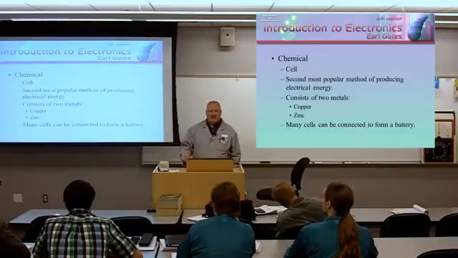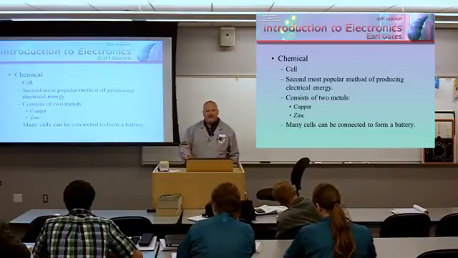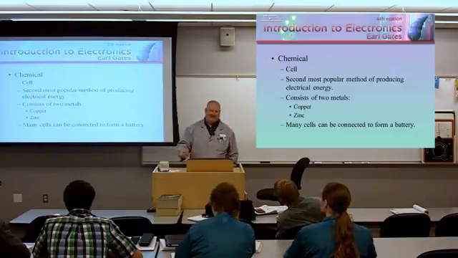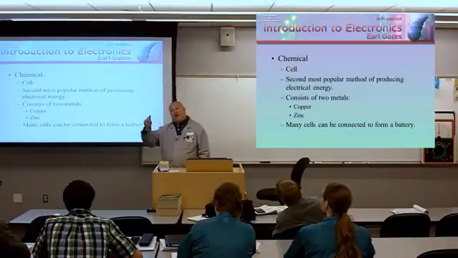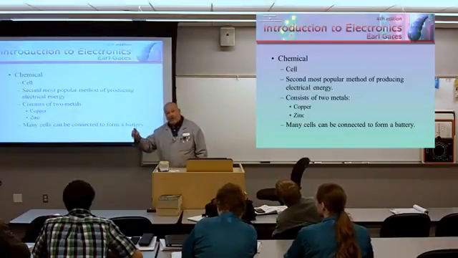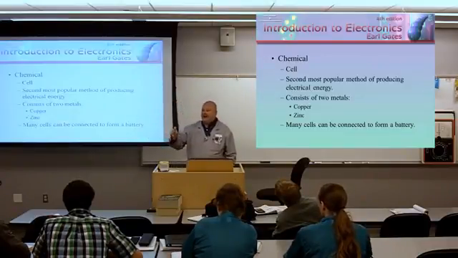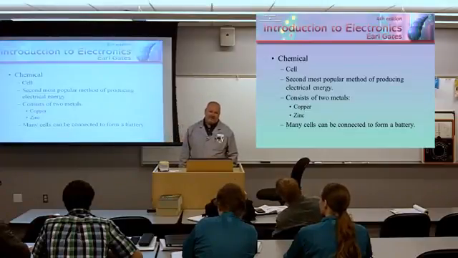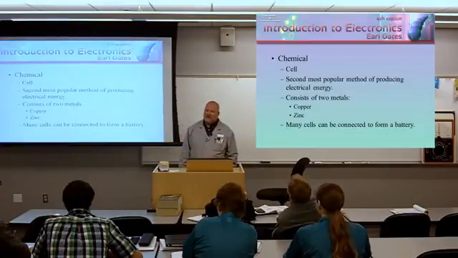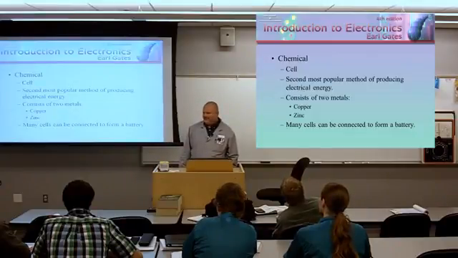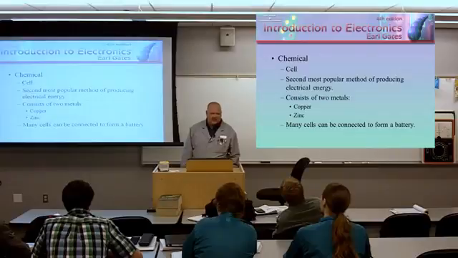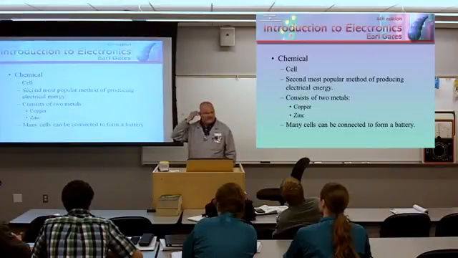AAA, AA, C, and my personal favorite, the D-size cell. D-size means it's bigger. Since it's bigger, it means it's got more chemical in it. More chemical means it's gonna last longer. If you had a D-size battery and you connected it to your remote control, it'd look stupid, but it would last forever. Okay? I put AAA batteries in my remote and they last longer than my TV lasts.